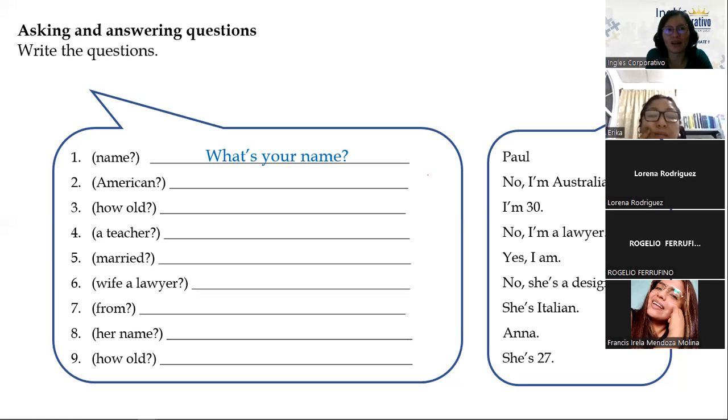A lawyer. Es que cuando nosotros damos la profesión, tenemos que agregar a or an antes de la profesión. Por ejemplo, in my case, I'm a teacher. She's a doctor, ¿verdad? I'm a lawyer, right? She's a secretary. Agregamos el artículo para especificar la profesión, pero solo para los singulares. Entonces sería a wife or a lawyer.